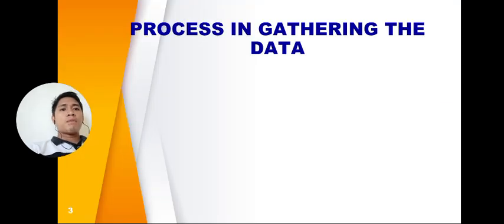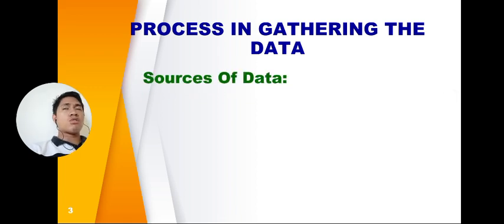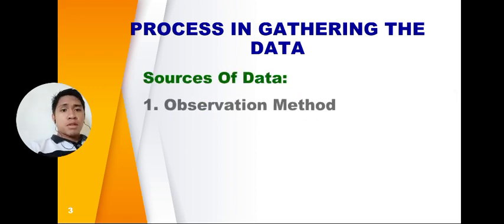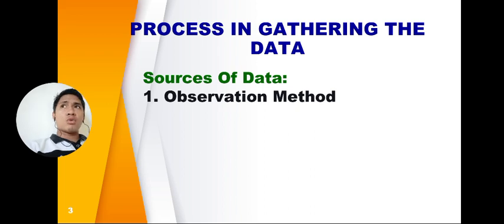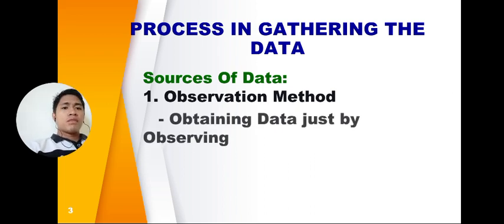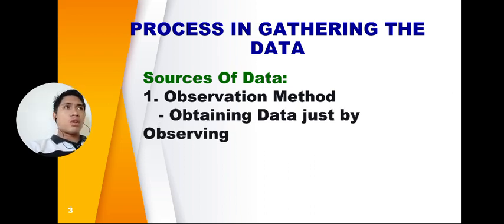Next, we have the process of gathering data. If we have the data, the main question is how the researcher was able to gather it. We have different processes as a source of data. First, we have the observation method. This is the process where we obtain data just by observation.